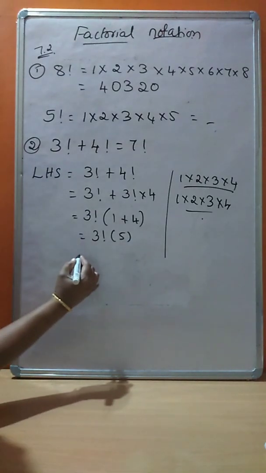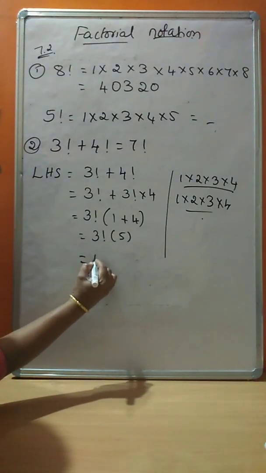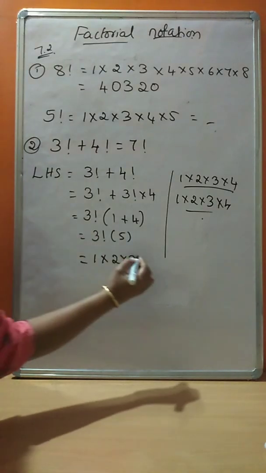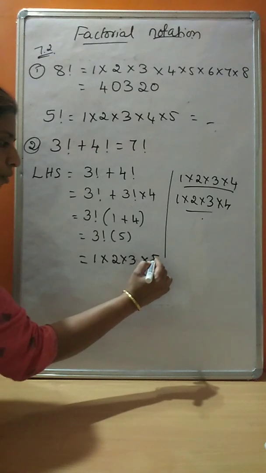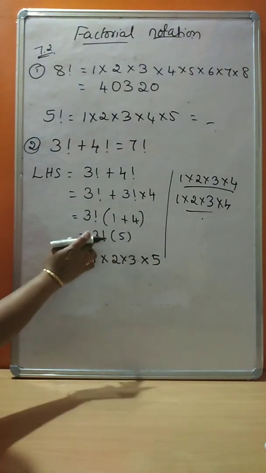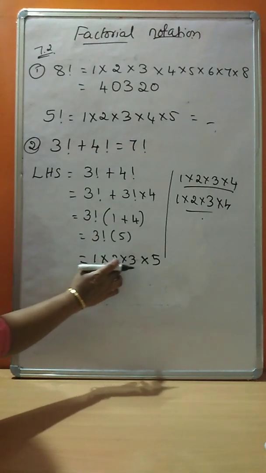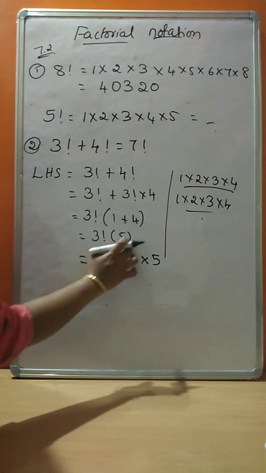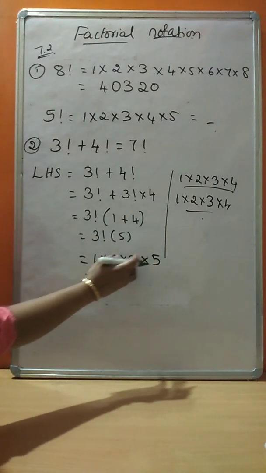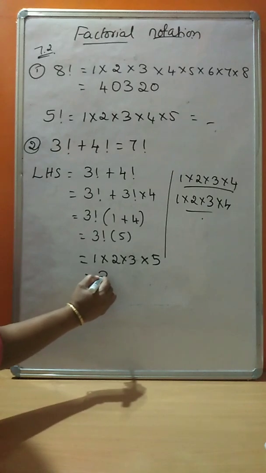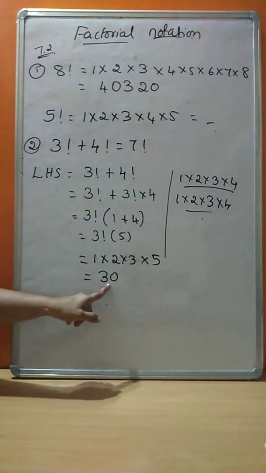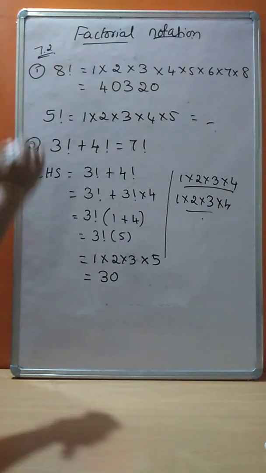Now this must be equal to, what is 3 factorial? 1 into 2 into 3 into the remainder element 5. So don't write continuous numbers. Only in the factorial do you write the continuous numbers; for whatever other element is present, you write it as it is. Go for multiplying. 5 times 3 is 15, 15 times 2 is 30. So what's the value of LHS? LHS value is 30.